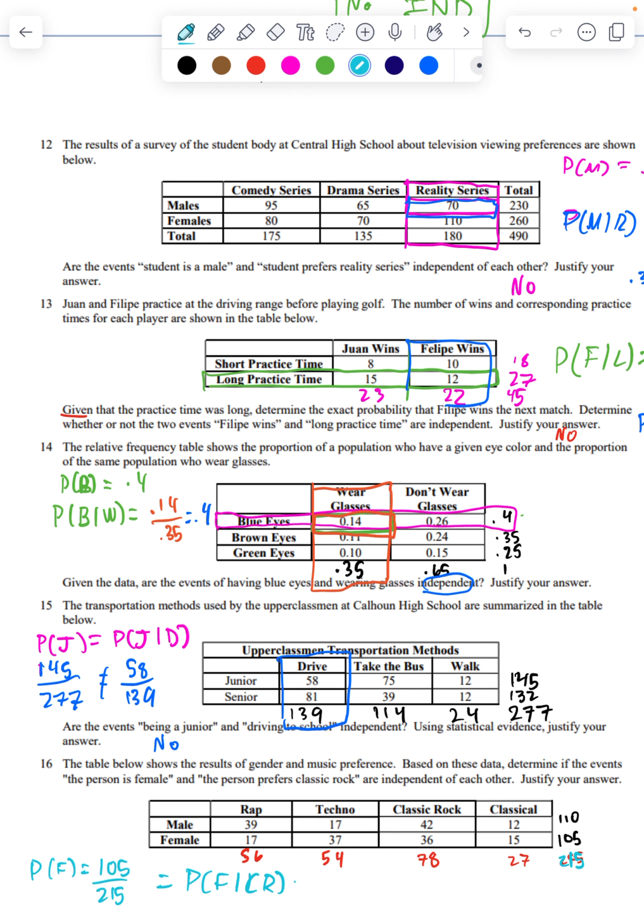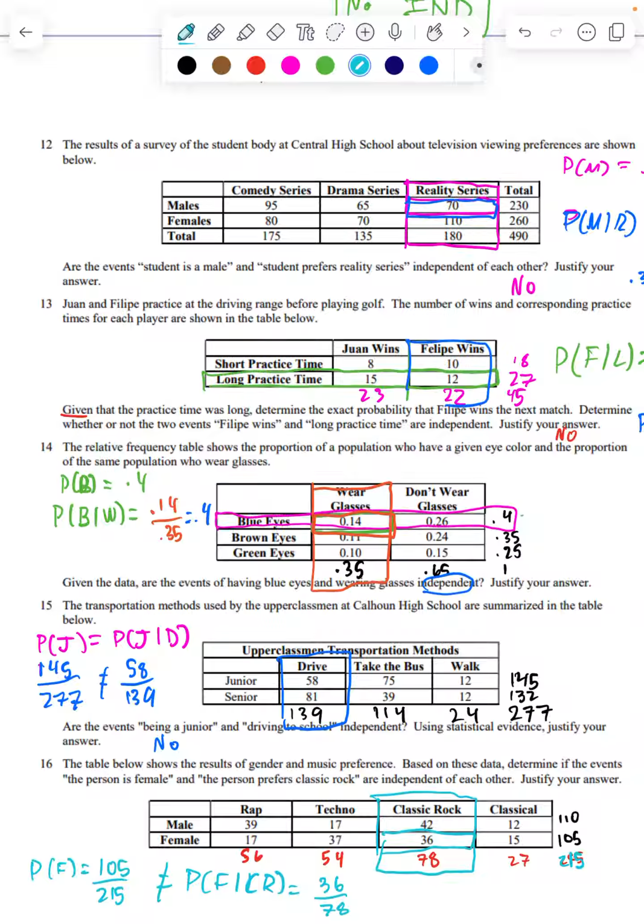And what is classical rock? How many females like classical rock? 36 out of 78. Let's just calculate these probabilities. If you make them into decimals, they're not equal to each other. P of F is not equal. The chance of being female is not equal to the chance of being female given you like classical rock.